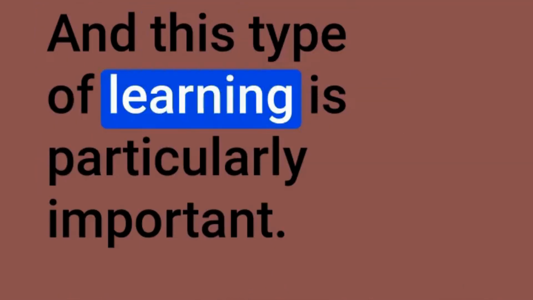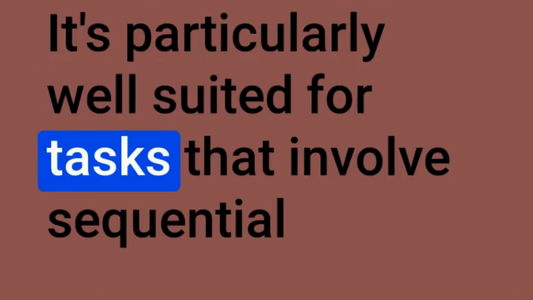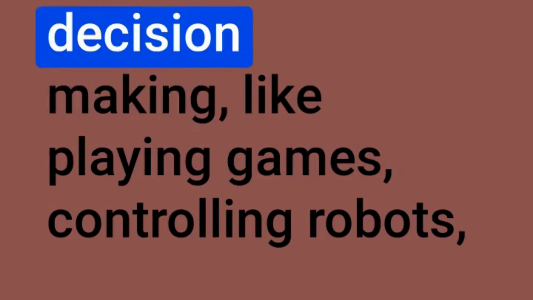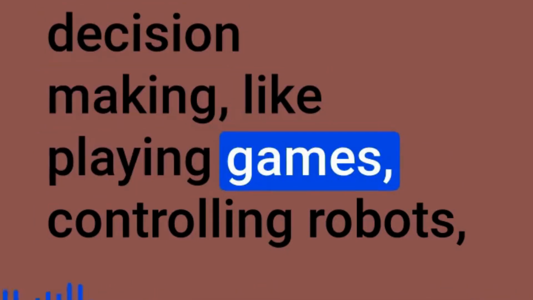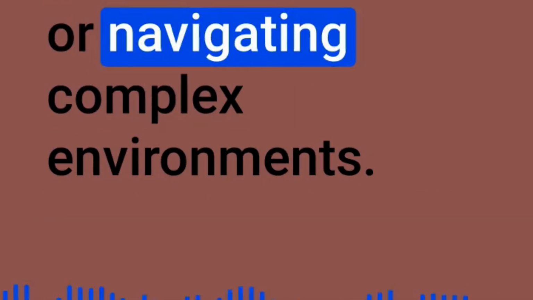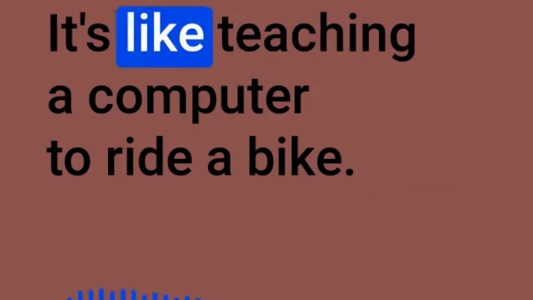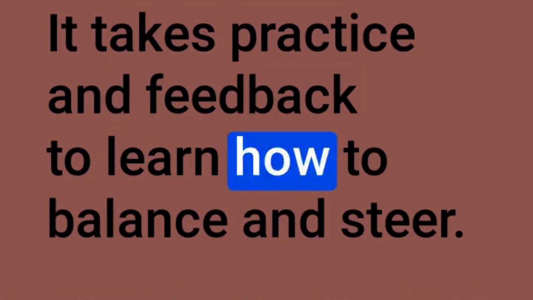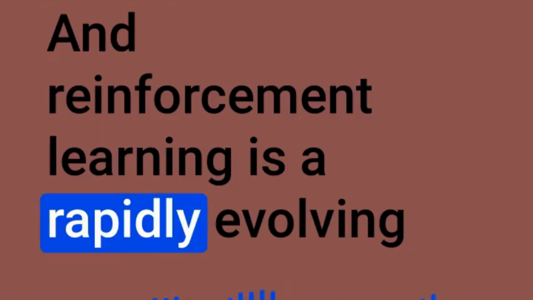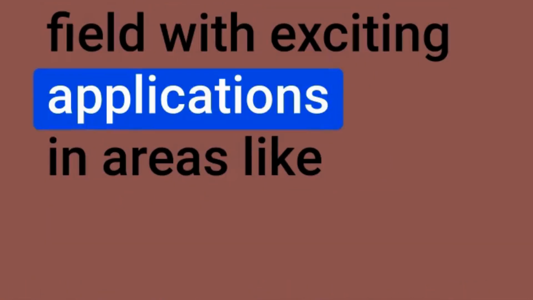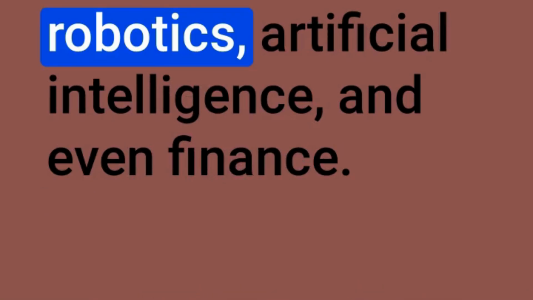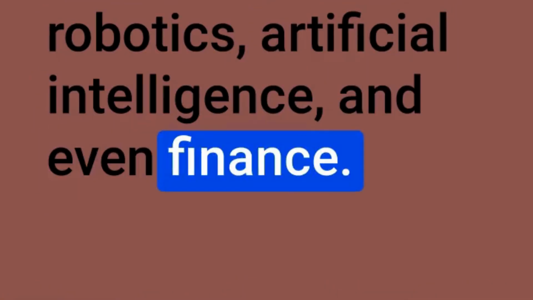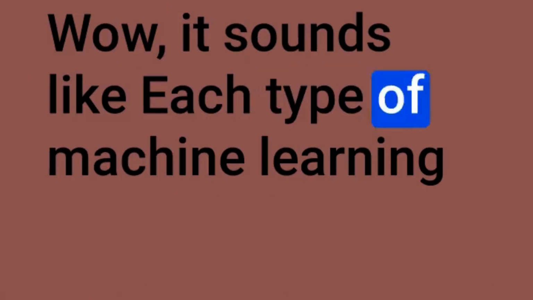And this type of learning is particularly well suited for tasks that involve sequential decision-making, like playing games, controlling robots, or navigating complex environments. It's like teaching a computer to ride a bike. It takes practice and feedback to learn how to balance and steer. Exactly. And reinforcement learning is a rapidly evolving field with exciting applications in areas like robotics, artificial intelligence, and even finance. Wow, it sounds like each type of machine learning has its own unique strengths and applications.